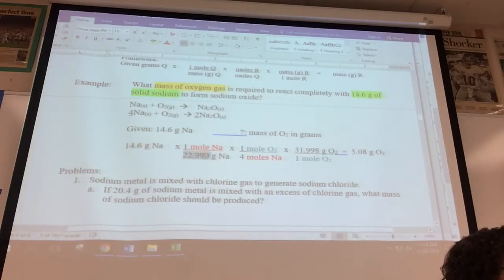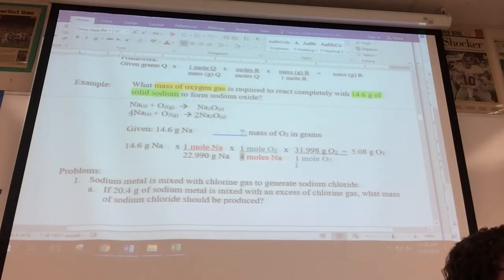Where did the 22.990 grams come from? Periodic table. Once you get to moles of sodium, here's where you're going to do the mole ratio, allowing you to go from moles of sodium to moles of oxygen. Where did this 4 come from? Coefficient in the balanced chemical equation. This is a mole ratio.